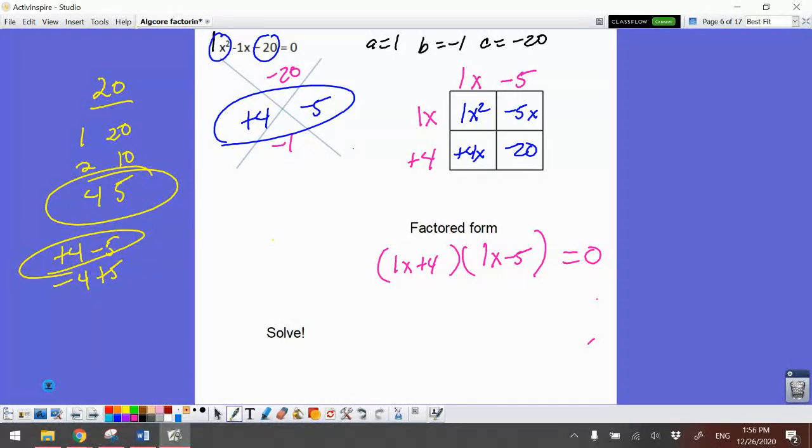Okay, so now these are equal to 0. So this is where the two equations come in. 1x plus 4 equals 0. 1x minus 5 equals 0. So I'm going to subtract my 5. I get 1x equals -5, and I'm done. I don't have to divide by, whoops, I lost a negative. Let's back up here.